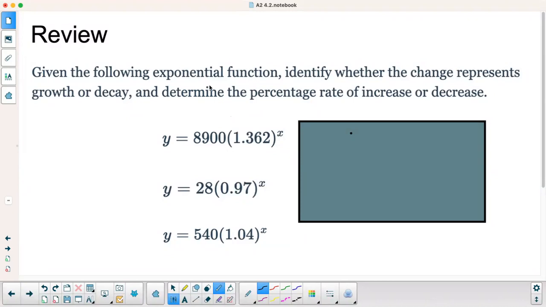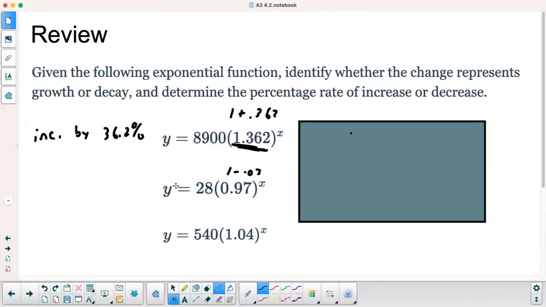So, quick little review before we jump into this. Given the following exponential function, identify whether the change represents growth or decay and determine the percentage rate of increase or decrease. So, you've got to look at the number next to the exponent. Remember, this is like 1 plus 0.362. So, this is going to be an increase by 36.2%.